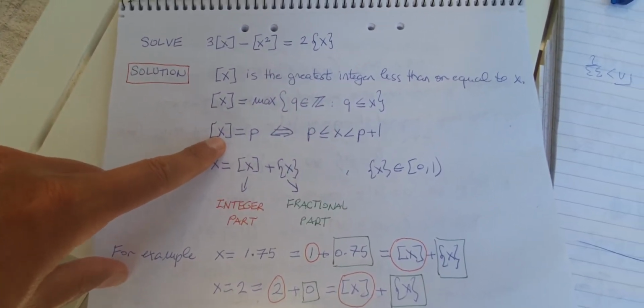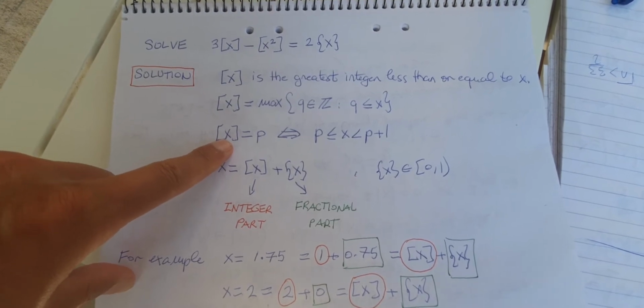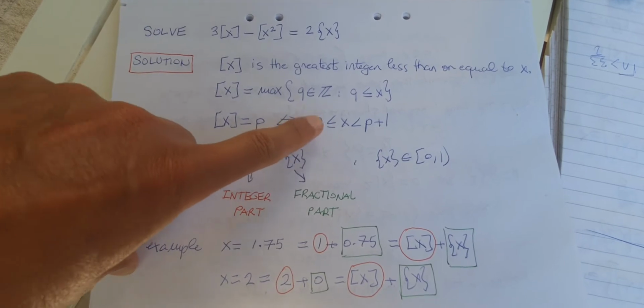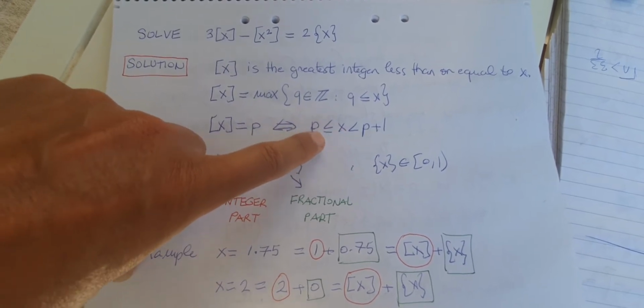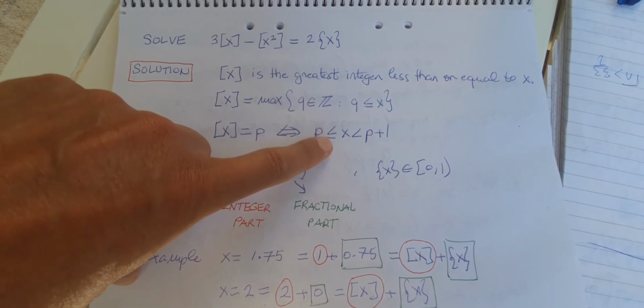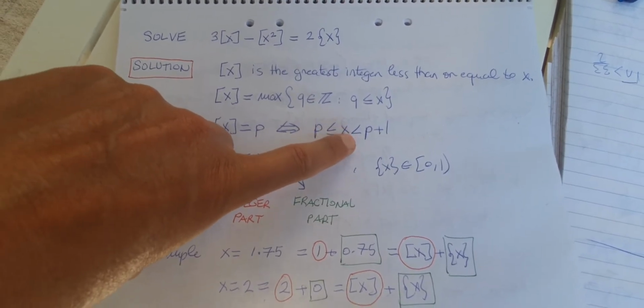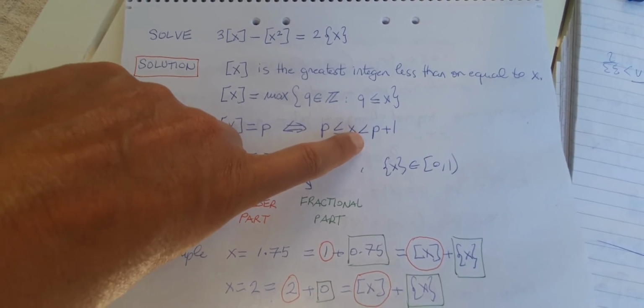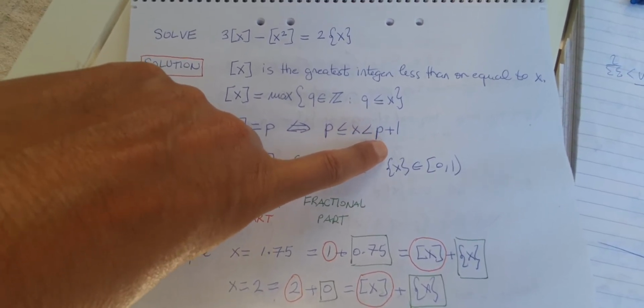Or we can write it in this way: the integer part of x is equal to p, an integer, if and only if x belongs to that interval. And once again, we have equality on this side and no equality on that side. This is because if we had equality here, then p plus 1 would be the greatest integer.